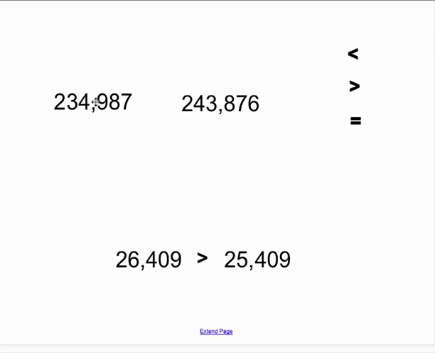So my alligator mouth this time is going to be eating our bigger number, the open side that is. So plop that guy in there just like that. So 243,876 is bigger than or greater than 234,987. Cool beans. All right.